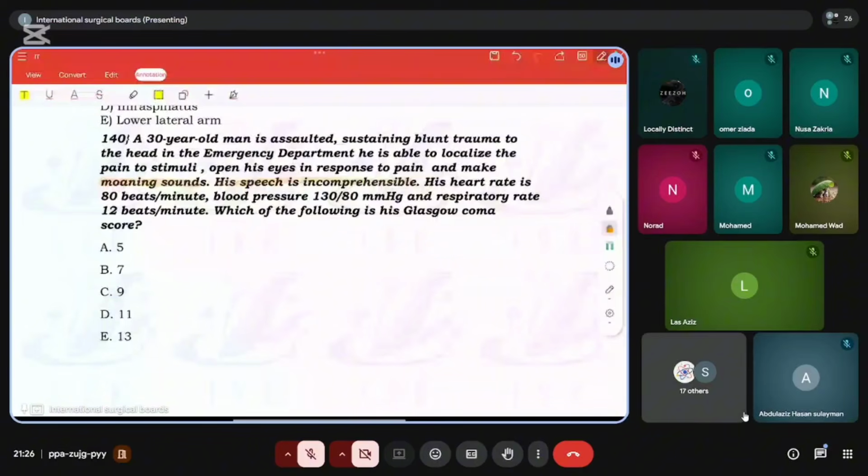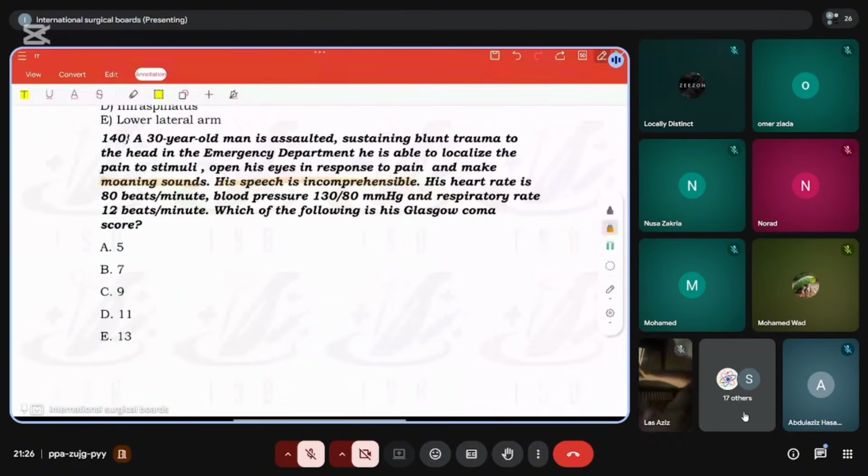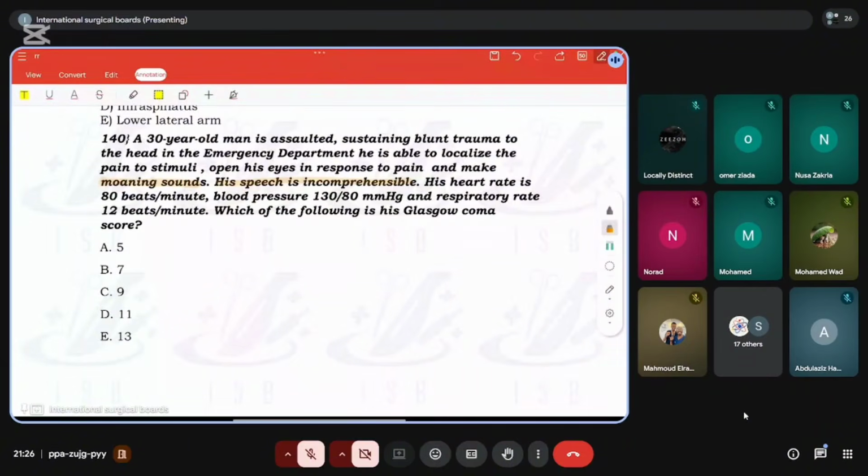I think when they tell us word speech, it does mean... Dr. Laz, I think your camera is opened by mistake, maybe. Okay, yeah, so no problem. I think, in my opinion, it still means 11. I don't know, but it's a highly debatable question, right?